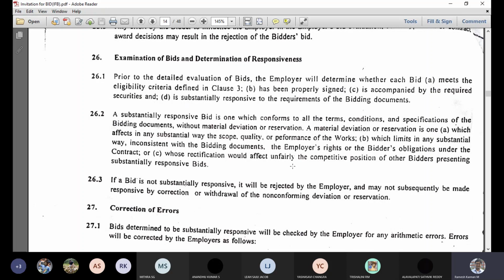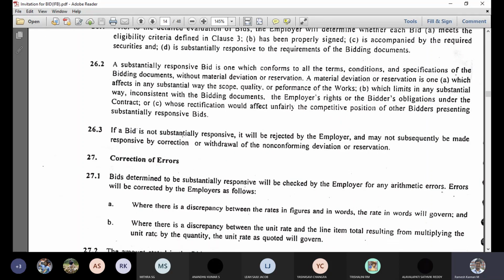So I remember in the first table we talked about these things in detail. And then if the bid is not substantially responsive, it will be rejected, they also mentioned that. And then withdrawal of non-conforming deviation reservation is also considered to be non-responsiveness. So even if a particular bid is of high quality but it has incompleteness or non-responsiveness, then it is probably rejected and the opportunity is given to the next standing bid proposal.